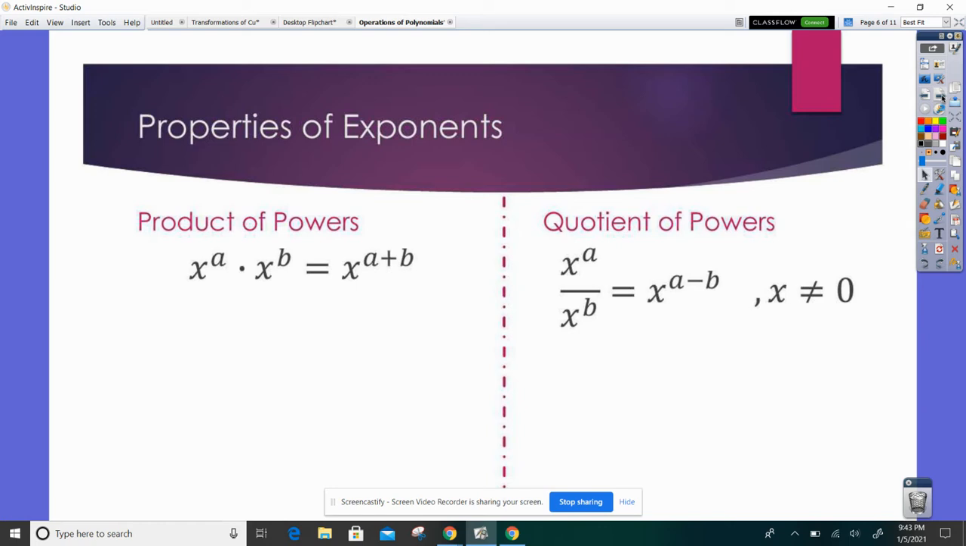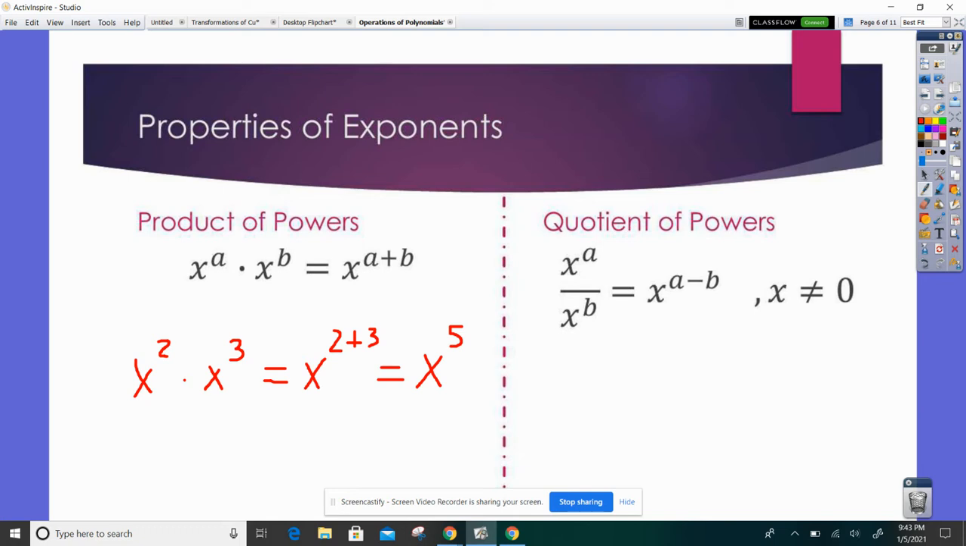Okay, so the first property of exponent rules is our product of powers. What that exponent rule says is when you multiply two terms with the same bases, you just add their exponents. So for example, if I had x squared times x to the third, I add my exponents and I would get x to the power of 2 plus 3, or x to the power of 5.